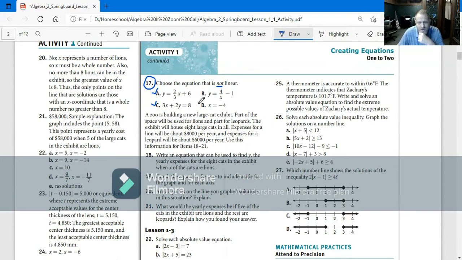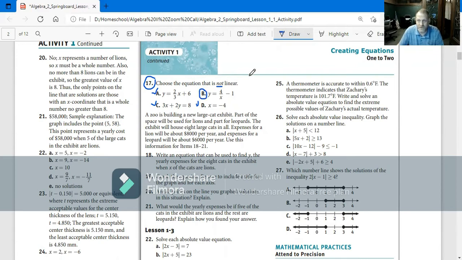x equals -4. That's just a straight line. That's linear anyway. There's no slope. When you have no slope, you have a straight line, right? Straight across, right? Or up and down, right? So that's good. Let's look at B.